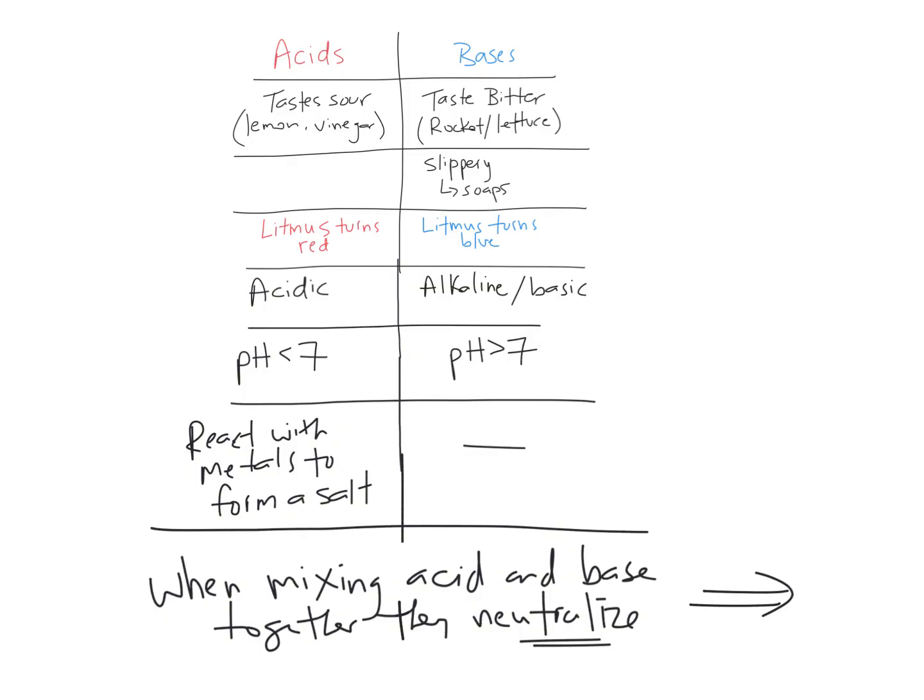Sorry, before I do that, though, I just realized I don't want to lie to you or use imprecise language. I shouldn't really call the product of acids reacting with metals a salt. It forms an ionic compound, so it forms an ionic product. And the other product it forms is hydrogen gas, H2.